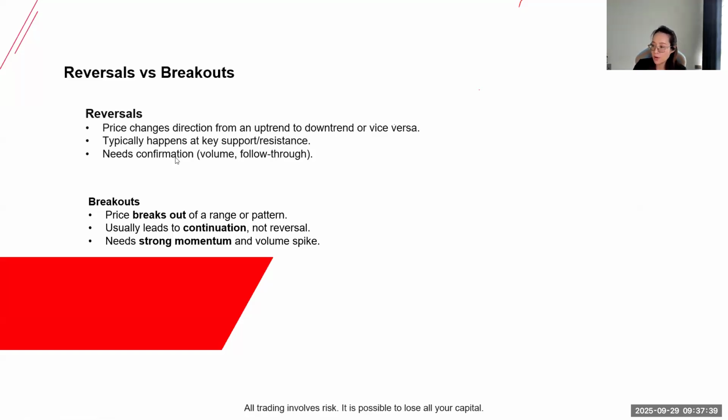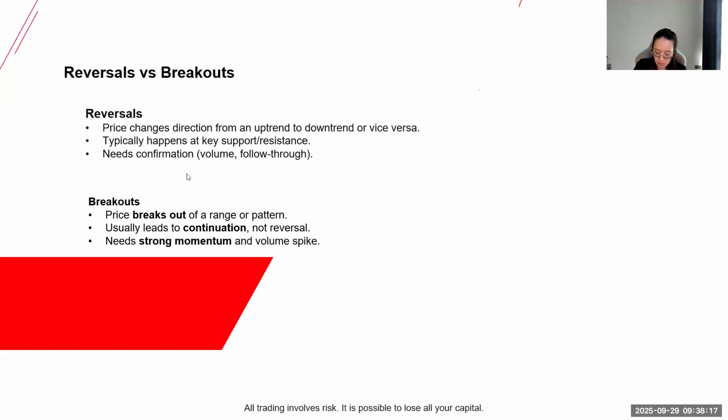A reversal pattern is when price changes direction from an uptrend to a downtrend or vice versa, and we look for the price action. It typically happens at the key support and resistance. So it is very important that you know how to identify the key support and resistance, because usually you will see price action at the key level. But sometimes if you identify the key level incorrectly, and then you see the price action, that might not be the correct one. Then you need to wait for confirmation.